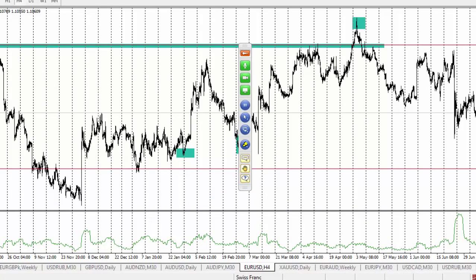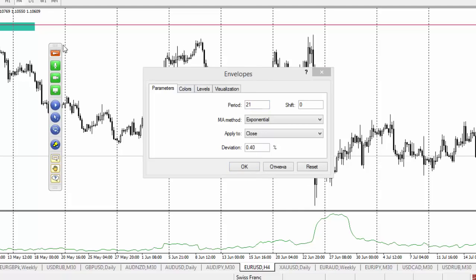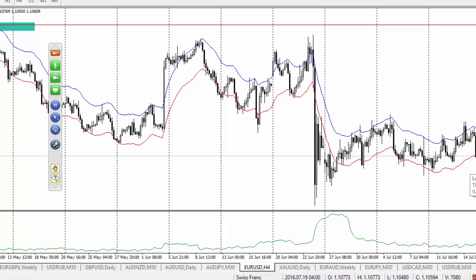Okay, for example, we choose the 4-hour chart here for Euro. And we choose envelopes here. Okay, so we have the parameter of 15 with exponential moving average as the method. And let's try to apply this.